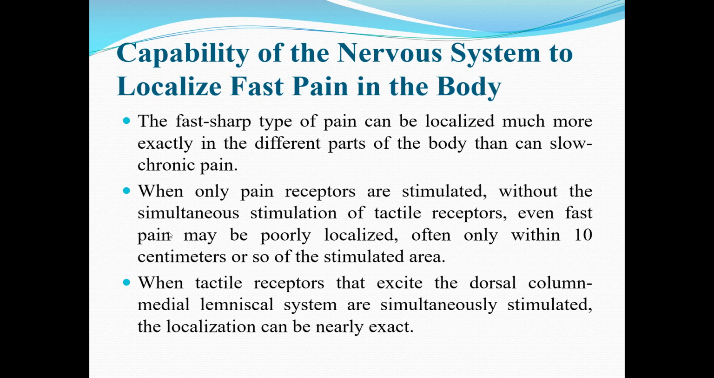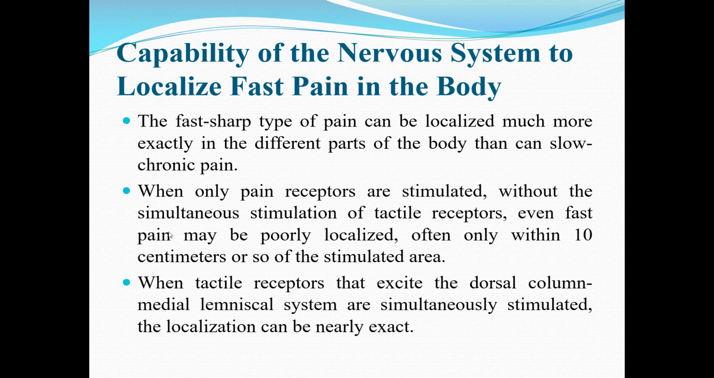Now there is the capability of the nervous system to localize the fast pain in the body. The fast, sharp type of pain can be localized much more exactly in different parts of the body than the slow chronic pain, as you can experience yourself: if somebody hits you, you can easily tell that he or she has hit me on this area. But if you have a vague sort of abdominal pain, you cannot sometimes tell a person what is the exact spot. So when only pain receptors are stimulated without the simultaneous stimulation of tactile receptors, even fast pain can be poorly localized.